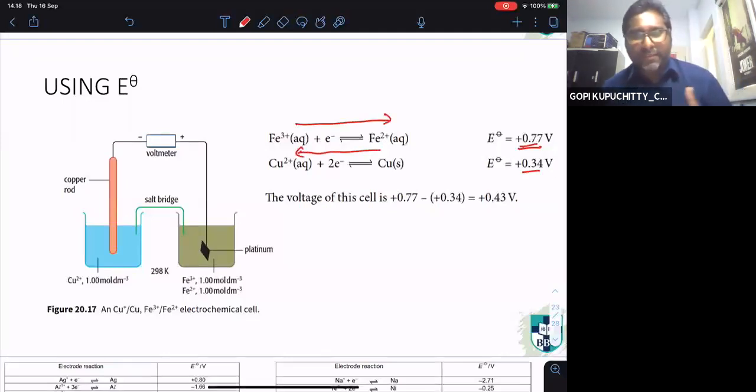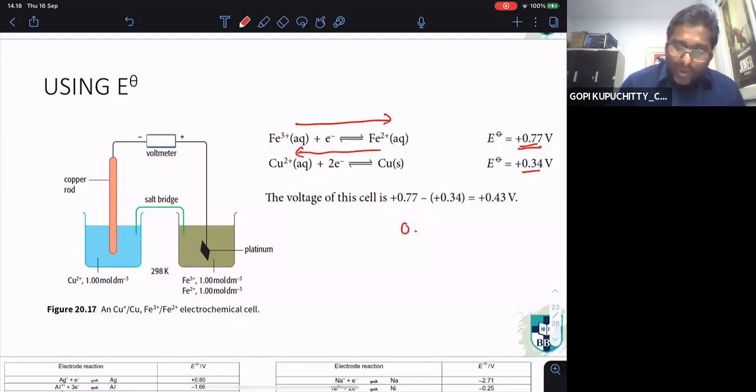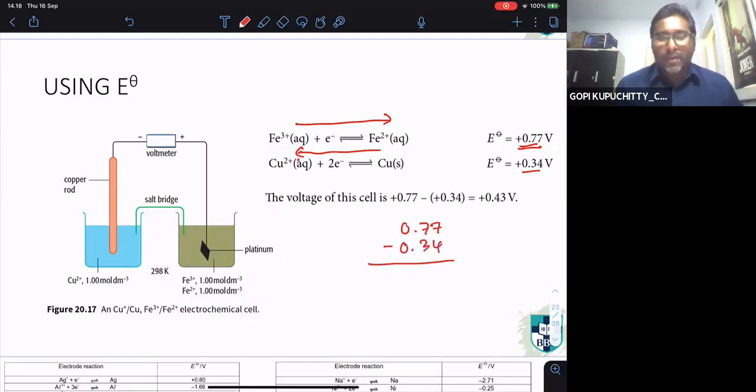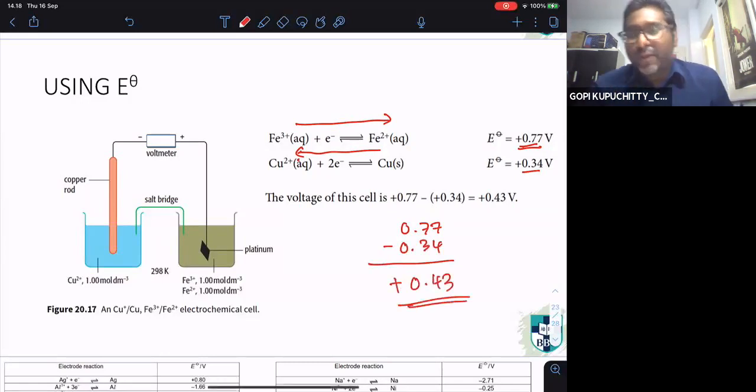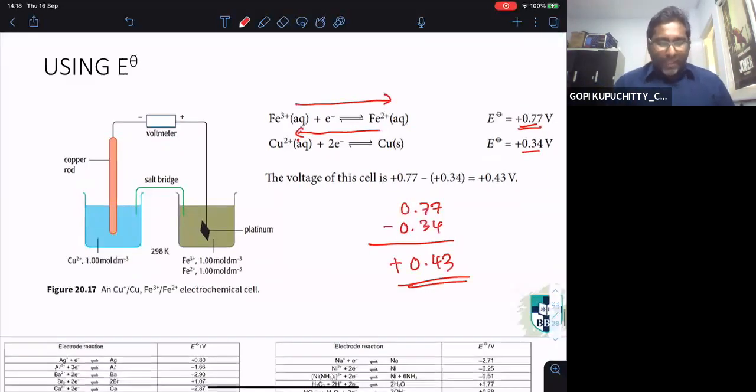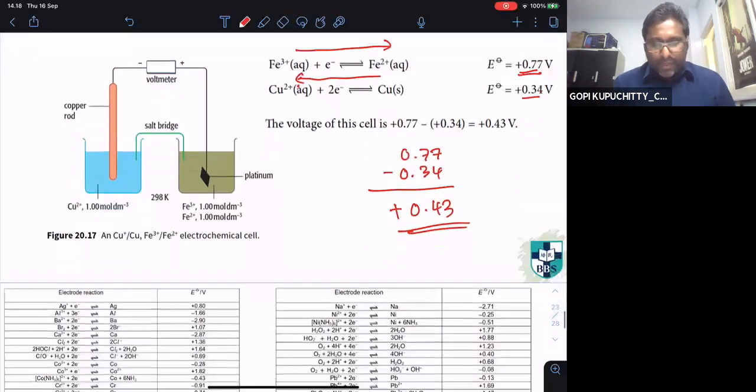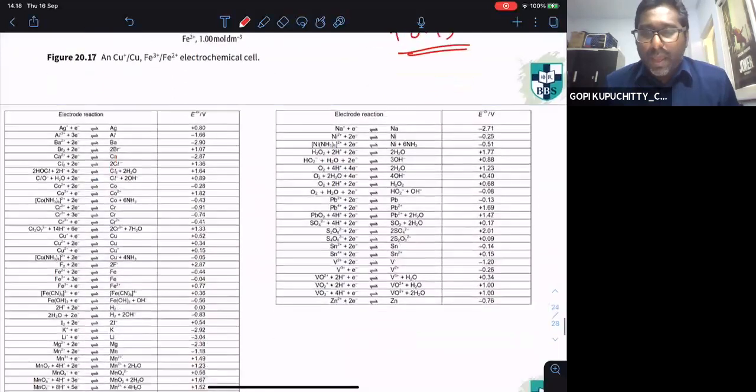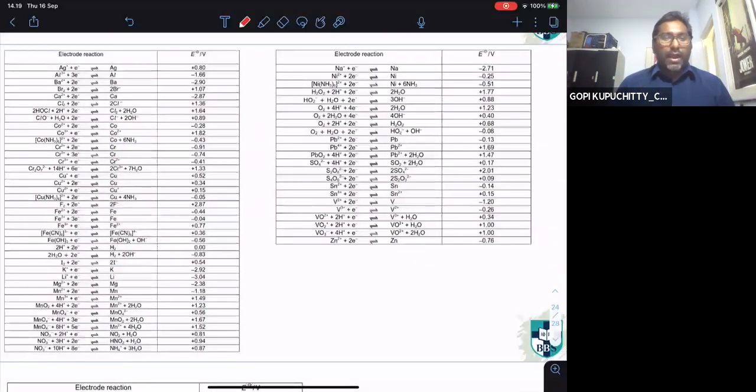Once you are already an expert in it, no need to rewrite 0.77. This one goes here. So negative 0.34. You add this, so it means it's minus. So it's going to be positive 0.43. Once you're very good at it, you will know this. Now all these are the data that is given in your data booklet. You can see there are many. But it is important to select the correct one. So be very careful.